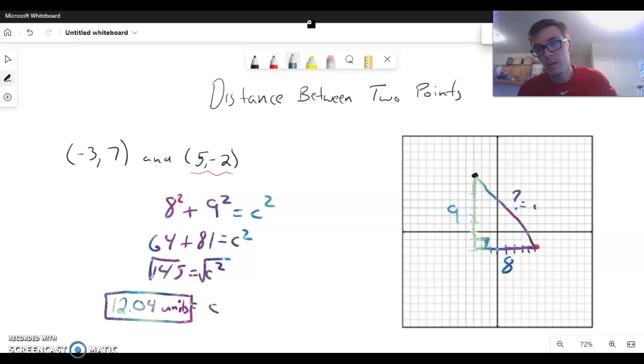So if you're asked to find the distance between 2 points, you can just graph them on a graph, especially if they're lattice points, make your triangle, and then just count your boxes based off what the units are. These are all by ones, so we don't have to worry about it. And then we can get our answer. So between those 2 points, our distance is 12.04 units.